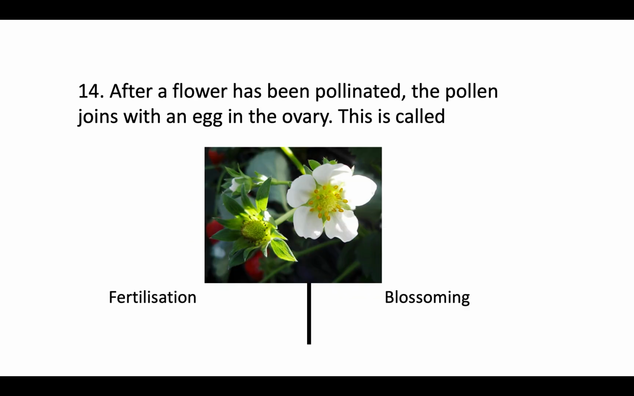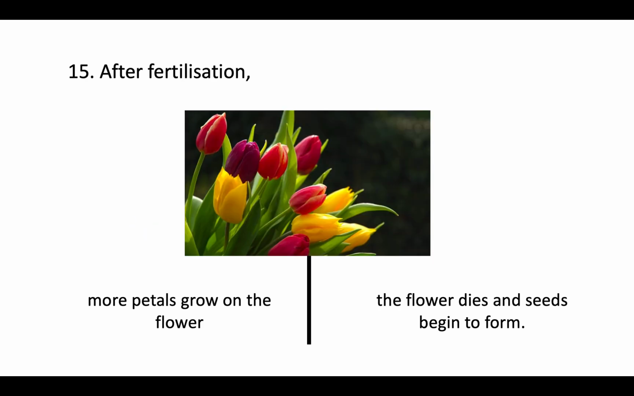Number 14. After a flower has been pollinated, the pollen joins with an egg in the ovary. This is called what? A, fertilization, or B, blossoming? Fertilization or blossoming? A or B? The answer is A. Of course, it's fertilization, which leads us perfectly into our lesson today.